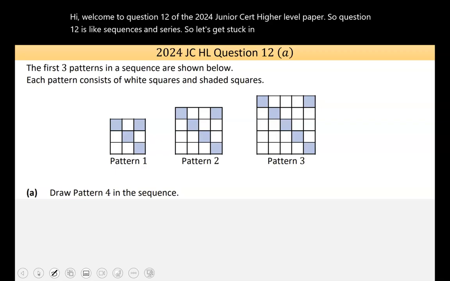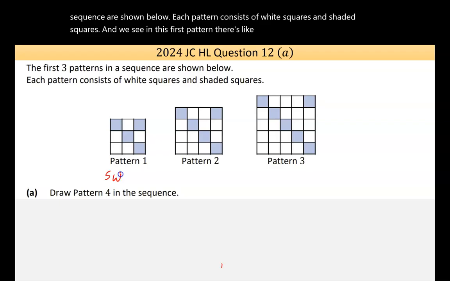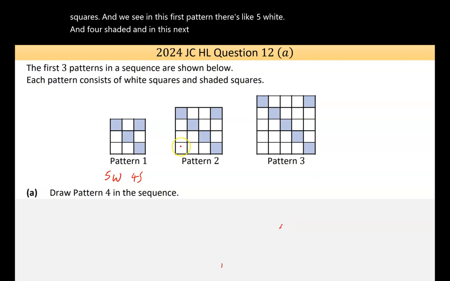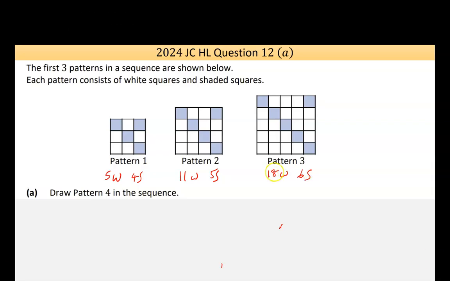The first three patterns in a sequence are shown below. Each pattern consists of white squares and shaded squares. We see in this first pattern there's 5 white and 4 shaded. In this next one, there's 1, 2, 3, 4, 5, 6, 7, 8, 9, 10, 11 white and 5 shaded. In the next one, there's 6 shaded. Now this is 19 white. So there's definitely one more shaded.